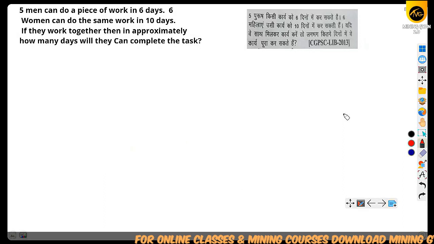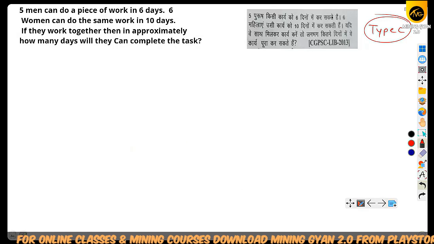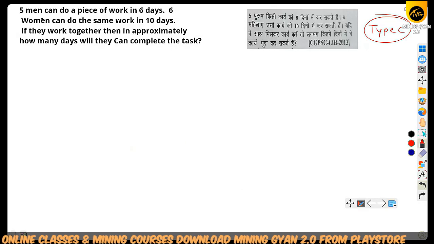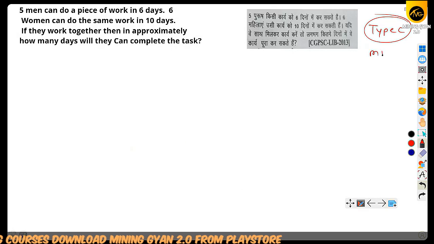Okay, now this is the type C question. What is the formation of the question? Five men can do a piece of work in 6 days. 6 women can do the same work in 10 days. If they work together, then in approximately how many days can they complete the task? So basically this is the male plus female condition. You can call it the male plus female condition. That is basically a type C question.